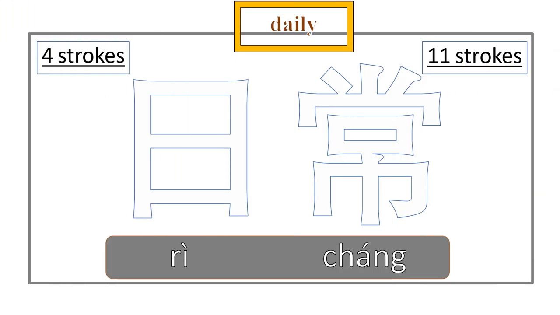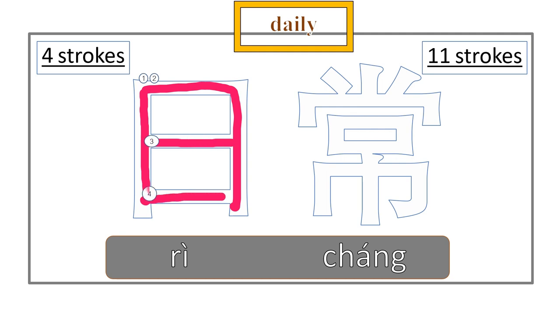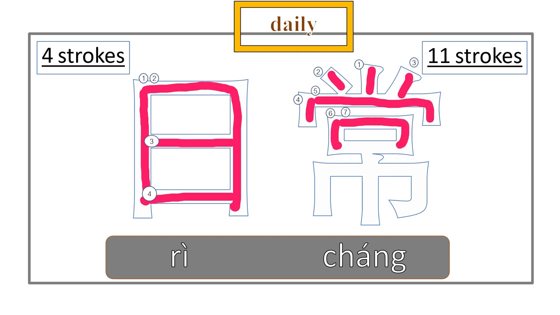Let's see how you write 日常. The word 日, we've known this word, right? This is how you write it. 1, 2, 3, and 4. And the word 常 has 11 strokes altogether, starting with the one on top. This middle line, 1. And on the left and on the right, 2 and 3. Followed by this one, 4, 5. And the square, 6, 7, 8. And down here, 9, 10. With the straight line in the middle, stroke number 11. 日常, this is how you write it.